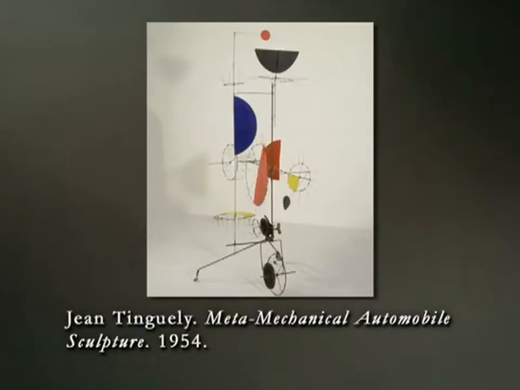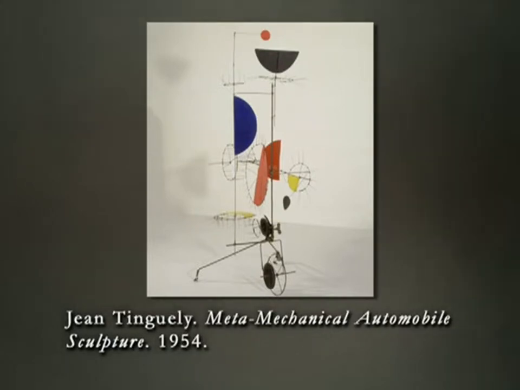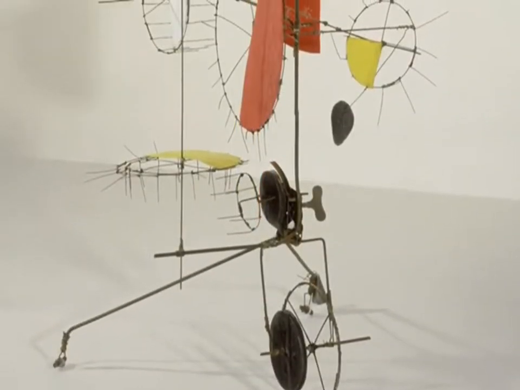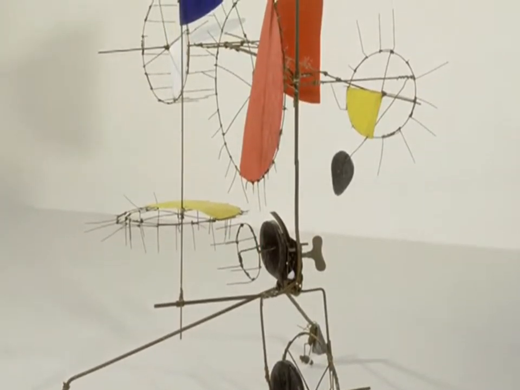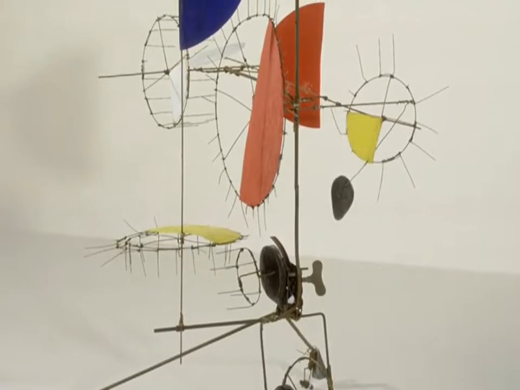Now, kinetic sculpture, which is motorized, does kind of put all the control back with the artist. This is the work of Jean Tinguely, a Swiss artist. He did a whole series called Metamechanicals, and this is his Metamechanical automobile sculpture from 1954. It's made of a little bit of everything. You have iron, wire, painted sheet metal, and of course the all-important winding mechanism.